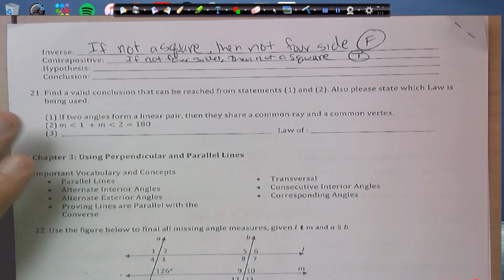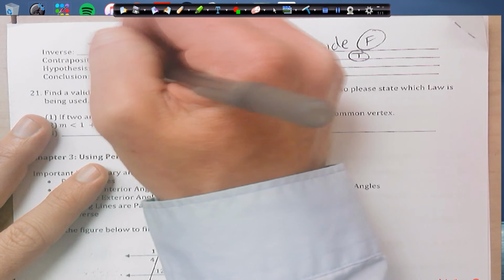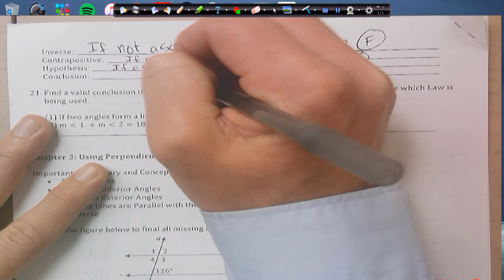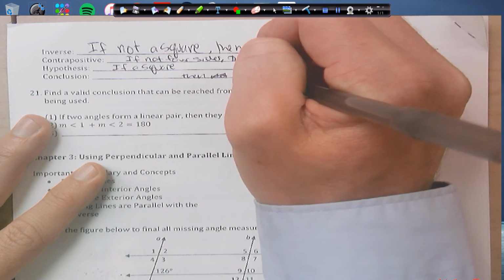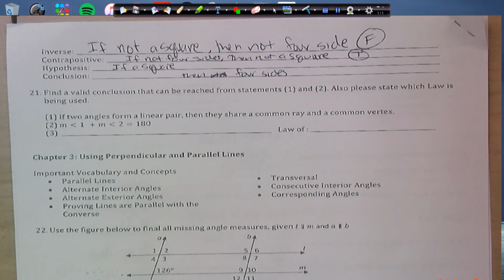The hypothesis is always the first part of the conditional, so that would be "if a square." The conclusion is the "then" part: four sides. Okay, sorry about that.